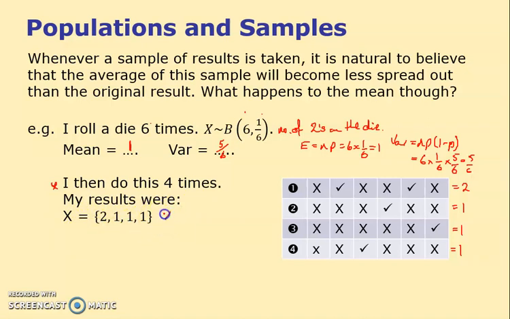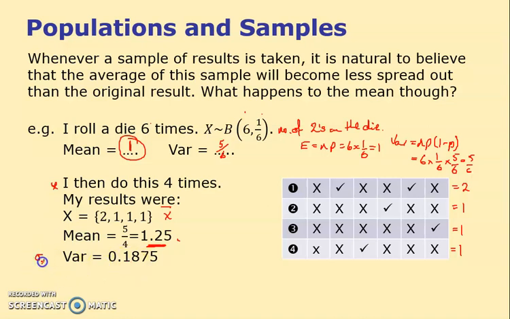I want to find x bar, the mean of these numbers. And if you do that, you add up to 5. I've got 4 numbers. 5 over 4 is 1.25. On average, I was getting 1.25, which is a bit bigger than the expectation. And the variance I want to find as well. Now the easiest way is just chucking it into your calculator, and that's what I did. According to my calculator it came up on the screen as 0.1875.